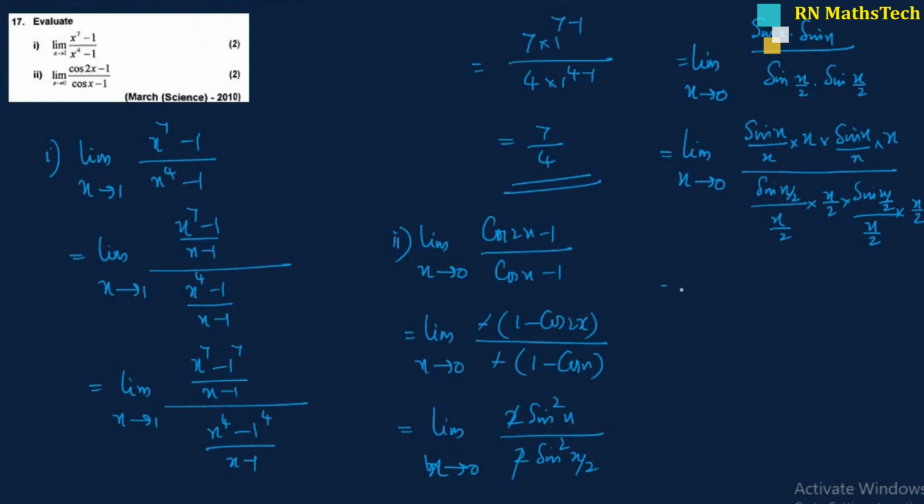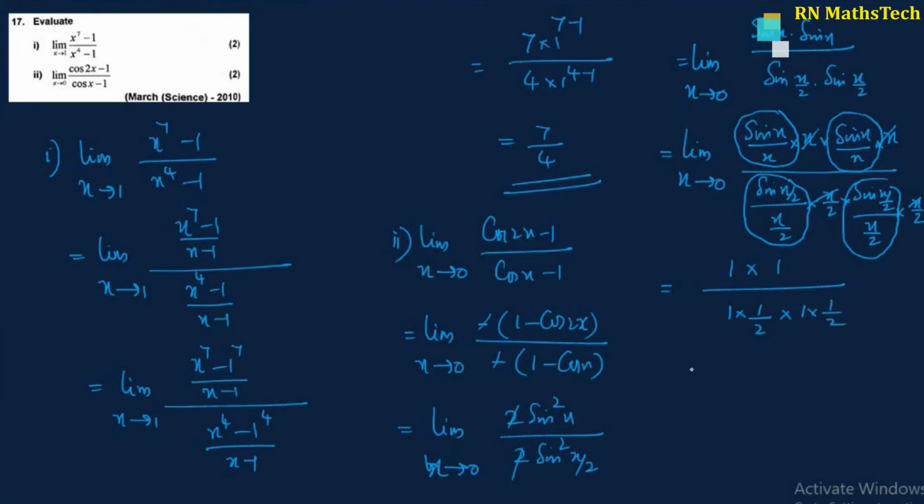Okay, so the value of this limit is equal to 1. Again the value of this limit when x tends to 0 is 1. This x gets cancelled. Okay, so the numerator value of the limit is 1 into 1, divided by, here the limit is equal to 1 into 1 by 2 into, here also the limit is equal to 1 into 1 by 2. So 1 divided by 1 by 4, which is equal to 4.